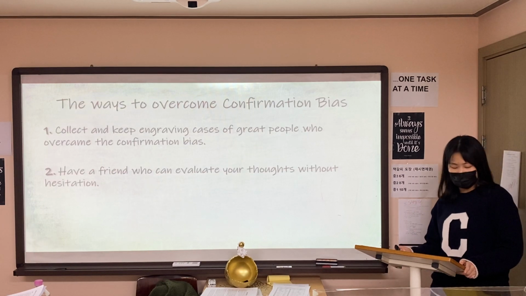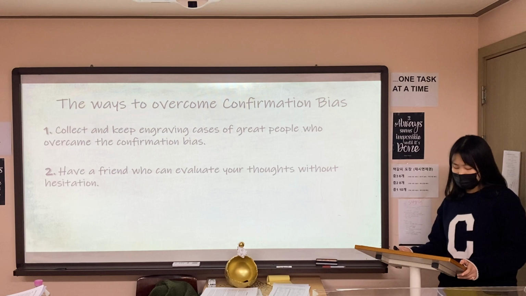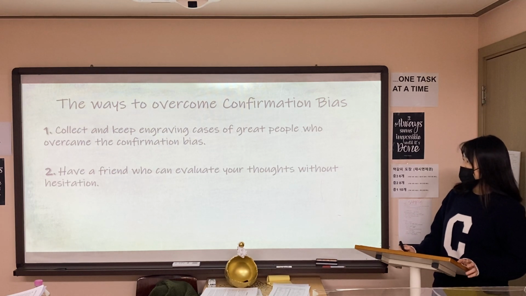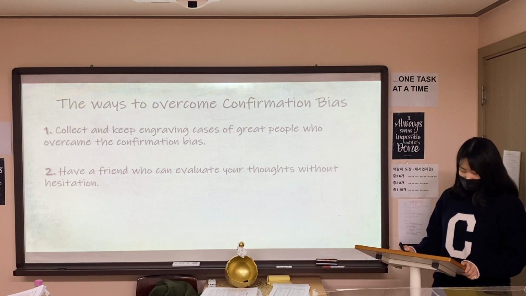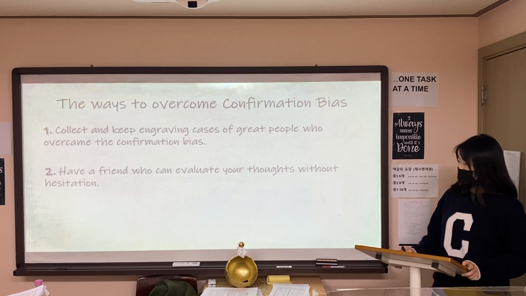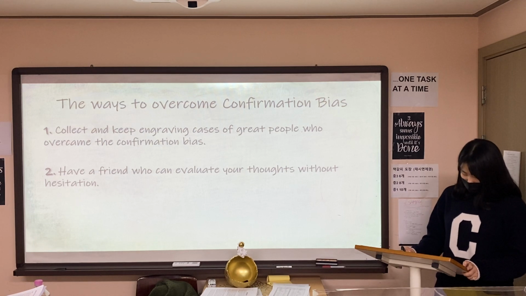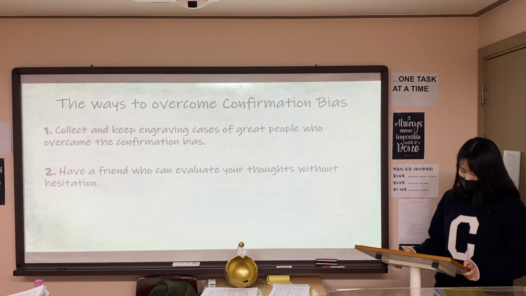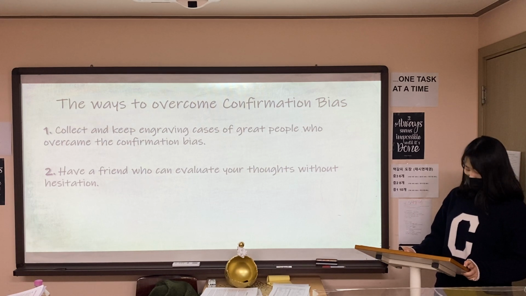Third, I'll tell you the ways to overcome confirmation bias. The first is to collect and keep engraving cases of great people who overcame the confirmation bias. For example, the best investor of the time, Warren Buffett, did not hesitate to listen to opinions contrary to his ideas to overcome the confirmation bias. And Charles Darwin established the theory by collecting various data to deny its evolutionary theory.